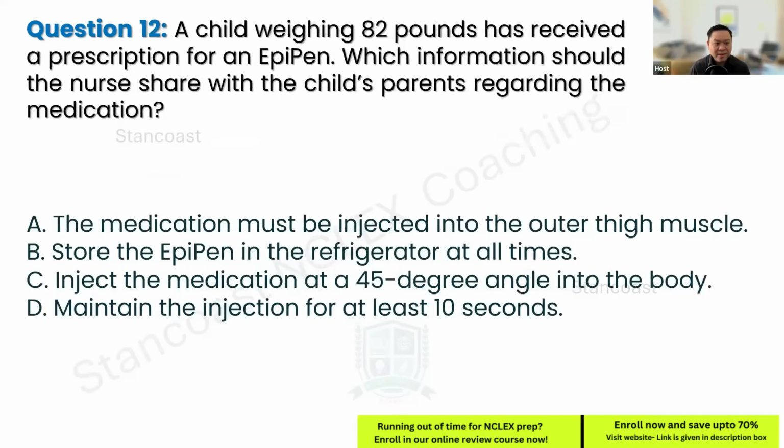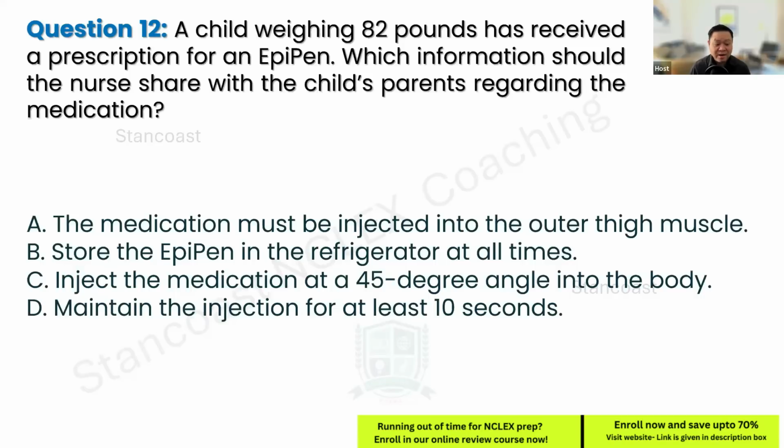Number 12. A child weighing 82 pounds has received a prescription for an EpiPen. Which information should the nurse share with the child's parents regarding the medication? A. The medication must be injected into the outer thigh muscle. B. Store the EpiPen in the refrigerator at all times. C. Inject the medication at a 45-degree angle into the body. And D. Maintain the injection for at least 10 seconds.